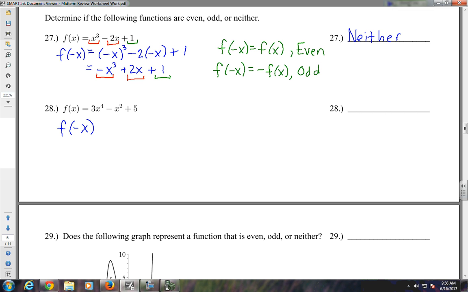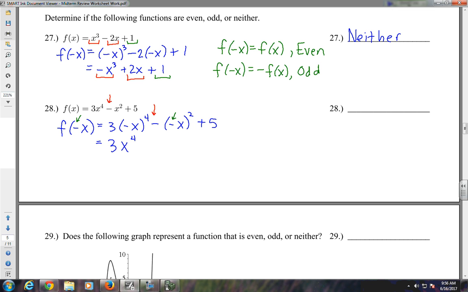So I'm going to replace all the x's in the original function with negative x's. Watch that double negative there on the middle term. We've got a minus from the function and a minus from the argument that we're plugging in. Okay, make sure we account for all the details here. On the first term, we have a negative number raised to an even power. That always turns out to be positive. So we have 3x to the 4th power.